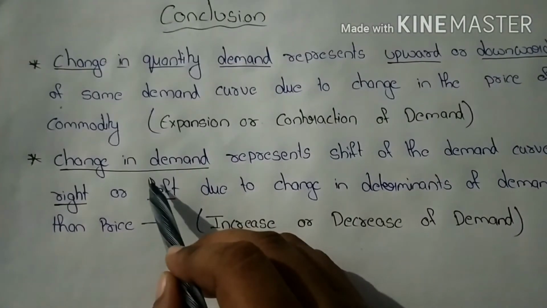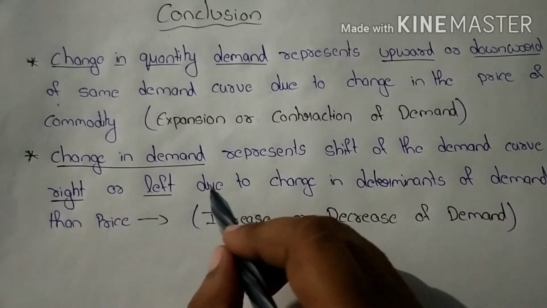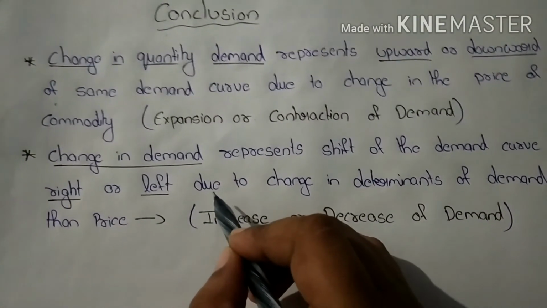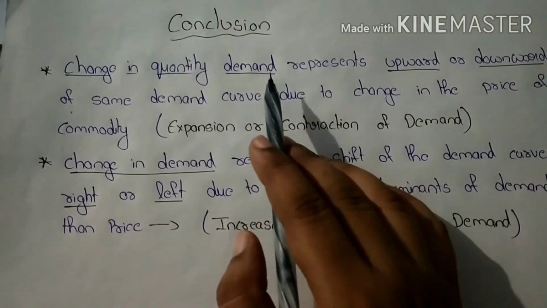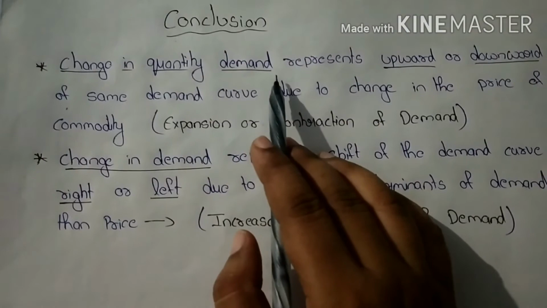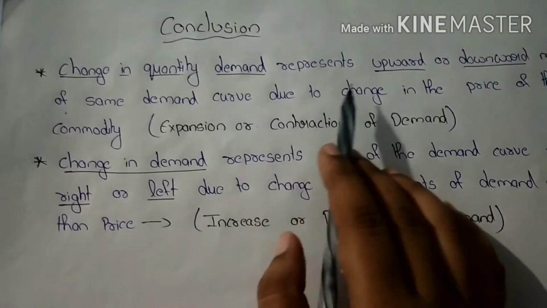And only change in demand. Here the price does not change and the determinants change. Then it leads to increase or decrease in demand. Here the price and the quantity demanded change and all the other factors are constant. That leads to expansion or contraction of demand.